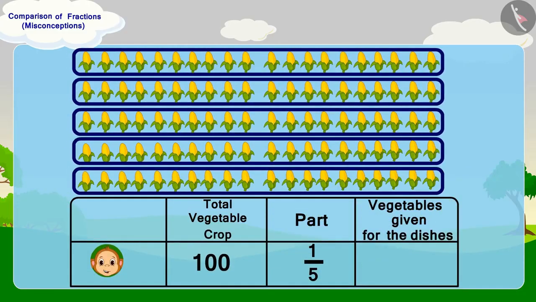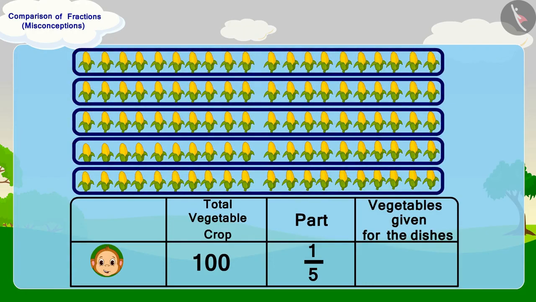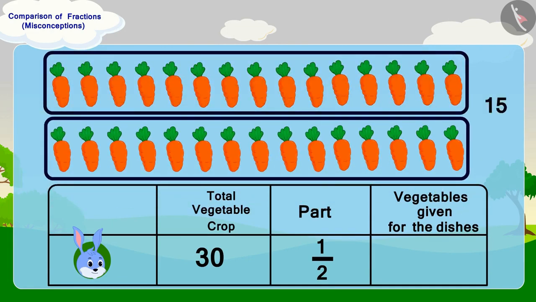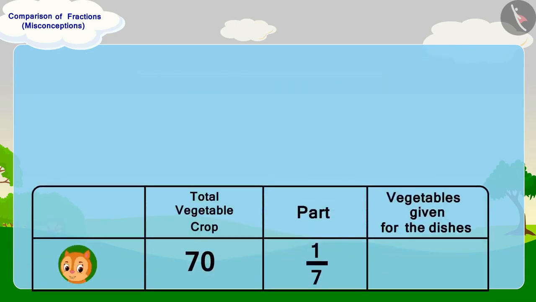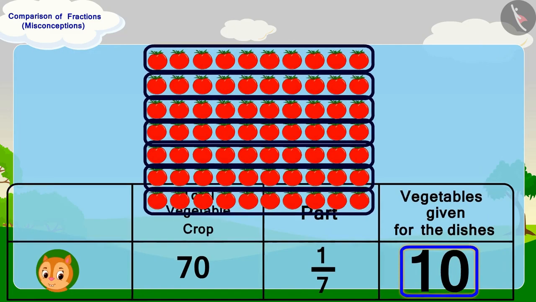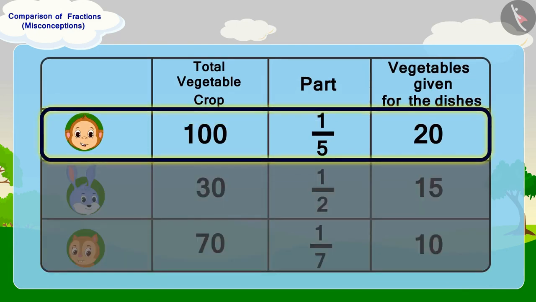Well done children, you have found the right answer. Babban gave 1/5 of 100 or 20 vegetables. Bunny gave half of 30 or 15 vegetables, and Chanda gave 1/7 of 70 or 10 vegetables. Babban has said the right thing. He has given the most vegetables for the dish. Therefore, he should get the largest part of the dish.